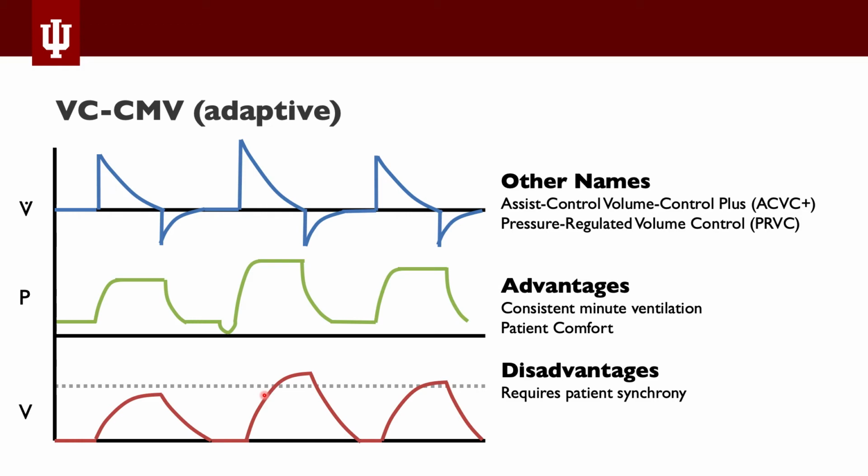If you're having trouble with this mode, the easiest way of fixing it is probably to go to a simpler mode. But again, you're going to see these modes, ACVC plus, PRVC, a lot in our adult ICUs.